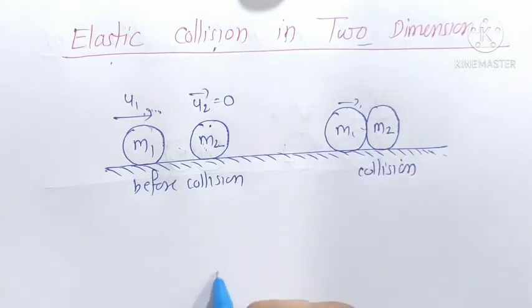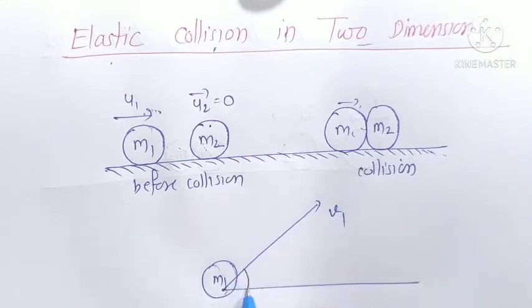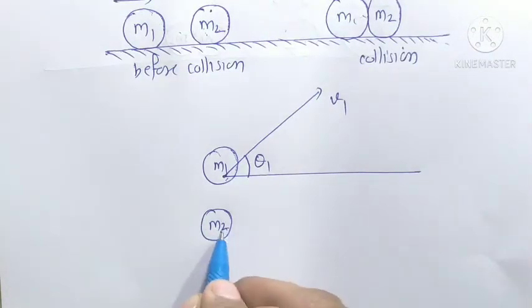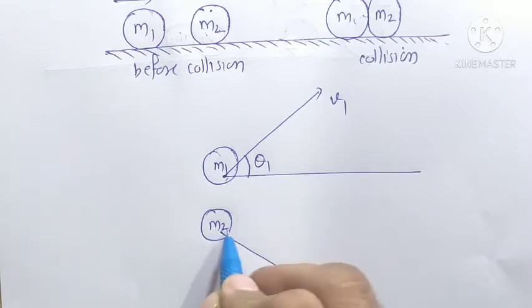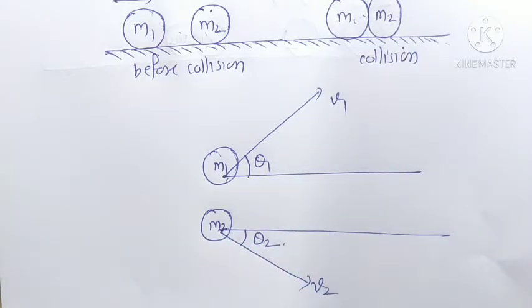The first body after collision moves with velocity v1 and makes an angle theta1 with the horizontal. The second body m2 moves with velocity v2 and makes an angle theta2 with the horizontal. I repeat again what we do here.